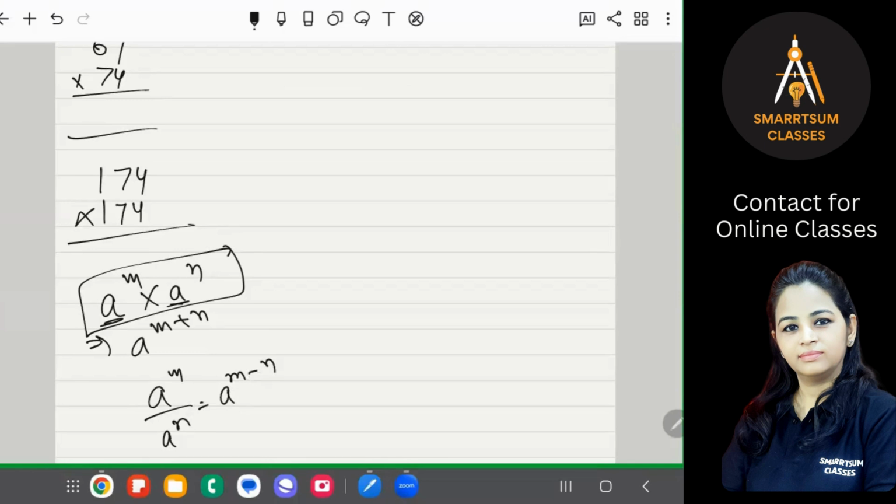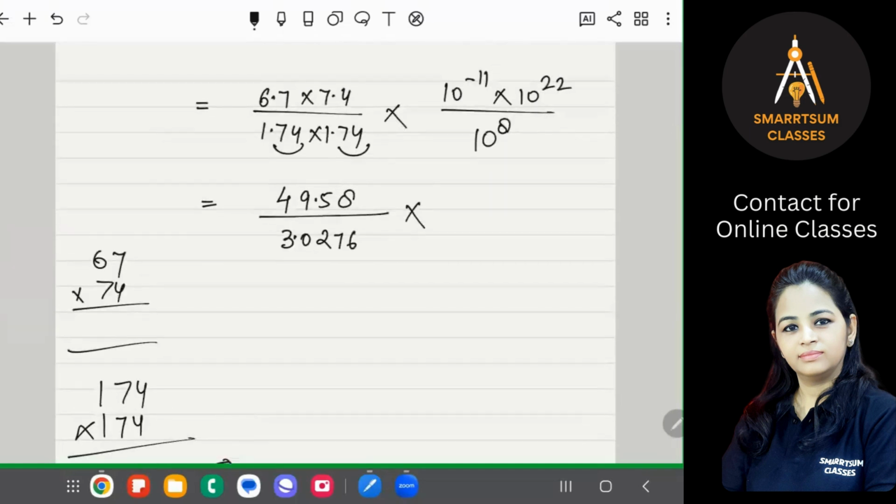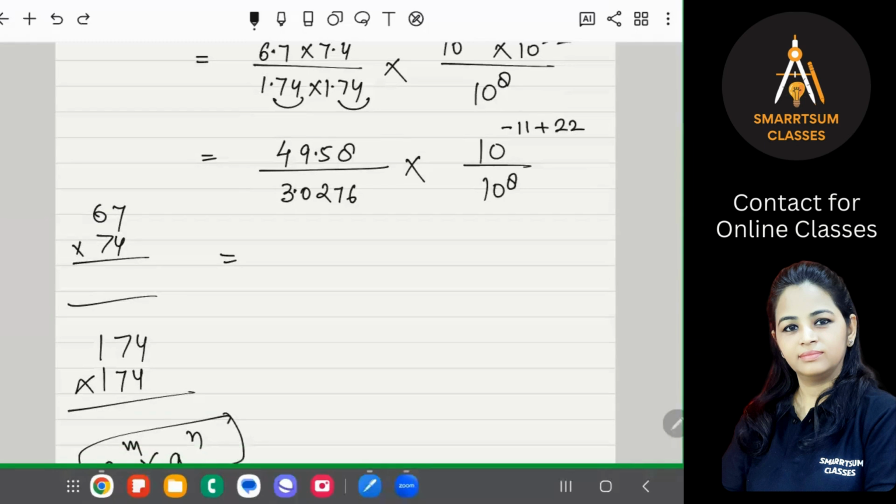These exponential laws you have already done, right? So we will apply this here. 10 to the power minus 11 and 10 to the power 22 have the same base. They are in multiplication, so the power will get added. Minus 11 plus 22 is 11, because the greater number has the plus sign. So it will be 10 to the power 11.